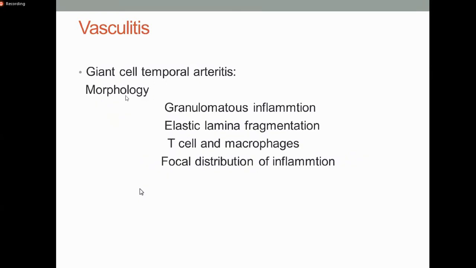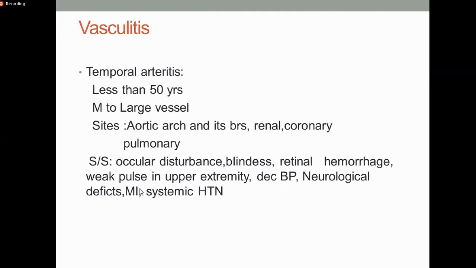What is the morphology of vasculitis of vessels in this case? There will be granulomatous inflammation and elastic lamina fragmentation, which is a component of the vessel. T cells and macrophages will be there, and this vasculitis can be focal. That is, if one part of the vessel is affected, the other part can be normal. So if we do the biopsy and it comes back normal, that does not exclude giant cell temporal vasculitis. So we have to see it in that context as well.